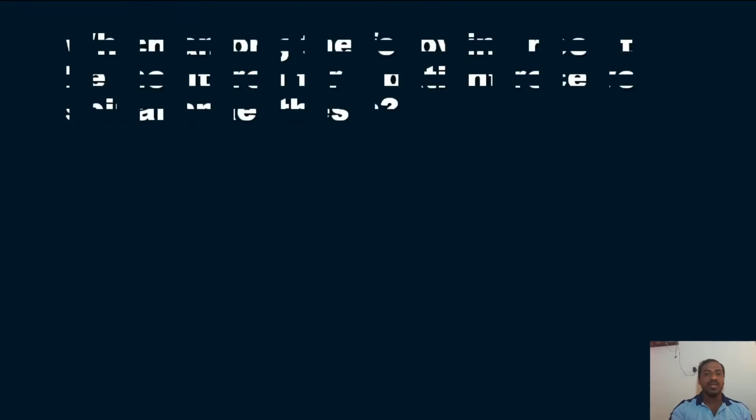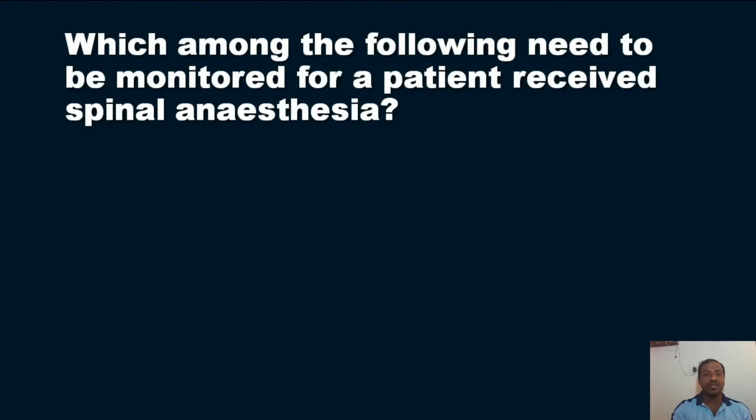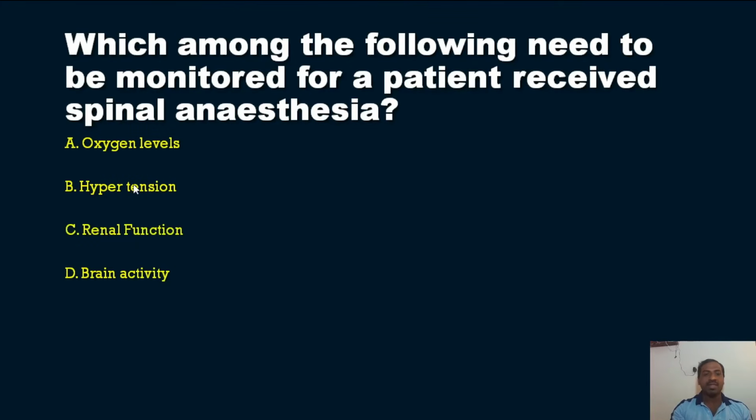Moving on to the second question of our ICU series part 1: which among the following needs to be monitored for a patient who received spinal anesthesia? Patients receiving spinal anesthesia should be monitored for what? Our options are: first, oxygen levels; second, hypertension; third, renal function; and the final one, brain activity. Which among these options should be monitored for a patient receiving spinal anesthesia? Oxygen level, hypertension, renal function, or brain activity?